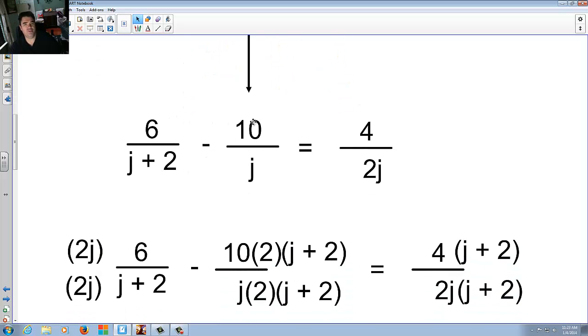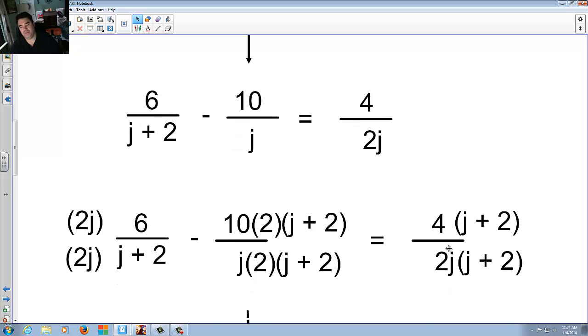6 over j plus 2 minus 10 over j equals 4 over 2j. To find the answer, first of all I'm going to say, well, to find the least common denominator, it's going to be 2j times j plus 2. So here I'm going to times by 2j, here j plus 2, and times 2 to get to 2j, and then 2j times j plus 2. Here it is times by j plus 2.